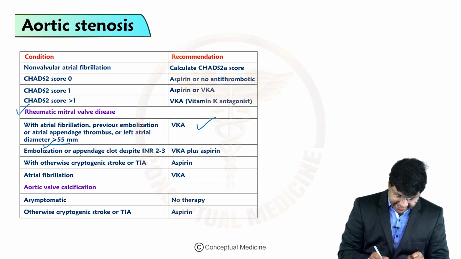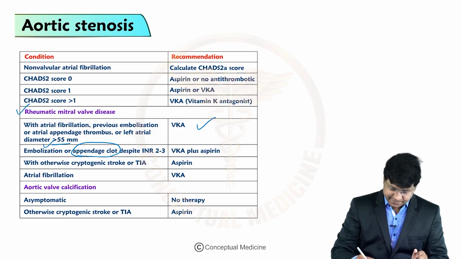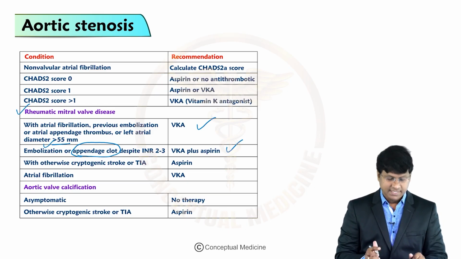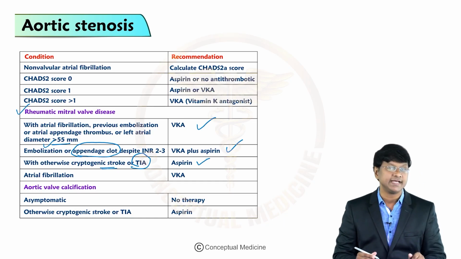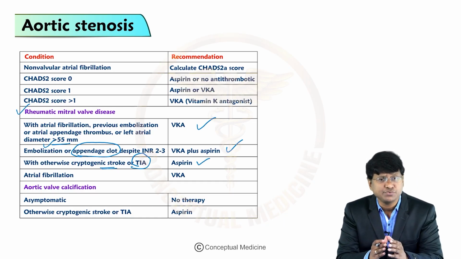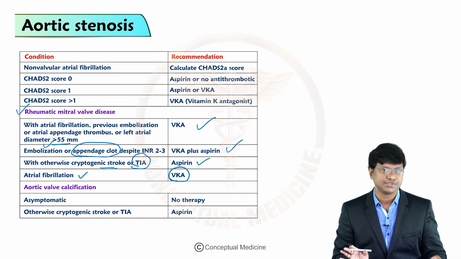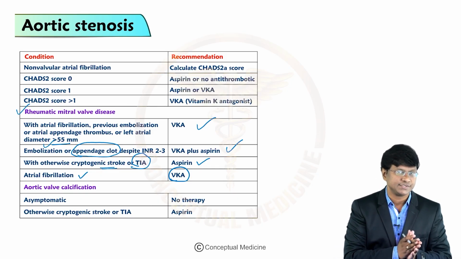And if there is left atrial appendage clot despite INR 2 to 3, these patients require vitamin K antagonist plus aspirin. And with otherwise cryptogenic stroke or transient ischemic attack, they require the aspirin. And patients with rheumatic mitral valve disease with atrial fibrillation, they require the vitamin K antagonist. So this is the story related to rheumatic mitral valve disease.